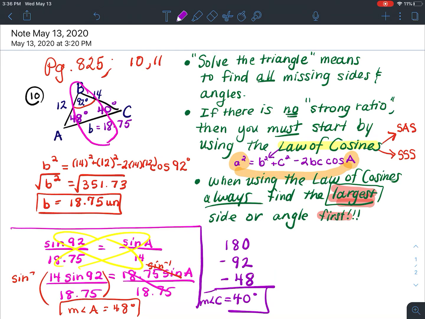Okay, so again, you only have to do the law of cosines to start the problem, and once you get that very first missing piece, then it gets easier and easier, because you can do the law of sines, and in this case we could just subtract off of 180. Okay, all right, so let's take a look at number 11 here.